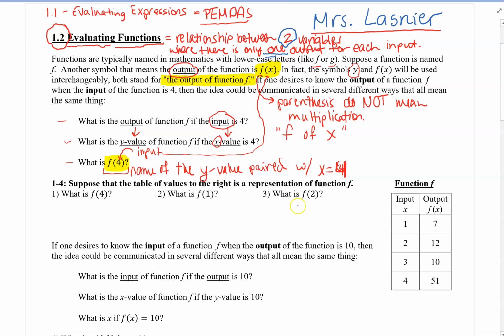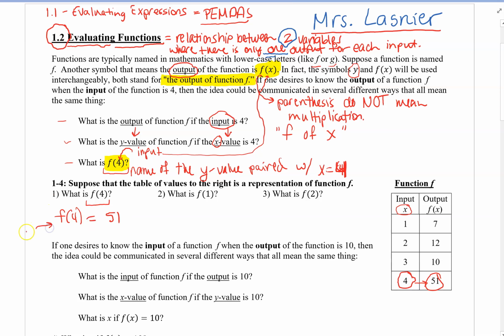So in these first few examples, the function that we're given here is represented with a table of values. And in a table of values, you'll often have one column for the inputs and another column for the outputs. So when I'm being asked to find f of 4, remember that's the name of the y value that's paired with x equals 4. So I would have to go find the x column, look in it to find where x is 4, and then whatever the matching y value was for that x value of 4, that's my f of 4. So in this case, f of 4 is equal to 51.